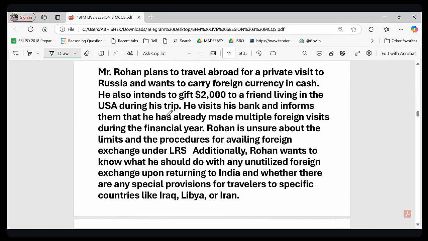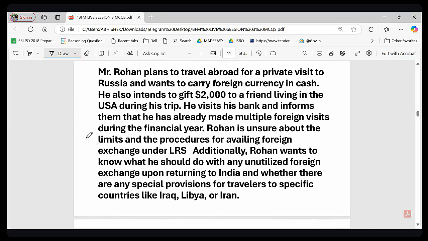What it is saying is that Mr. Rohan planned to travel abroad for a private visit to Russia, and wants to carry foreign currency in cash. He also intends to gift $2,000 to a friend living in USA during his trip. He visits his bank and informs them that he has already made multiple foreign visits during the financial year. Rohan is unsure about the limits and the procedure for availing foreign exchange under LRS. What is LRS? Liberalized Remittance Scheme. Additionally, Rohan wants to know what he should do with any unutilized foreign exchange upon returning to India, and whether there are any specific provisions for travelers to a specific country like Iran, Libya, or Iran.